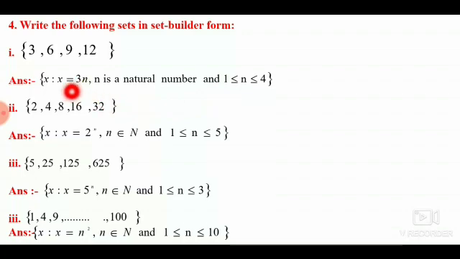If n is 1, 3 ones are 3, we get 3. If n is 2, 3 2s are 6, we get an element 6. If n is 3, 3 3s are 9, we get another element 9. If n is 4, 3 4s are 12. Therefore, these are the members of the given set 3, 6, 9, 12.